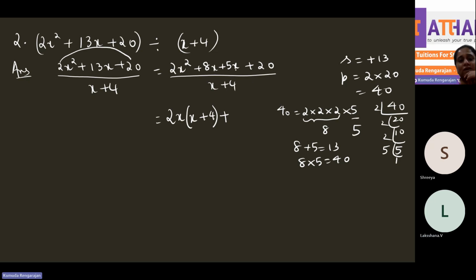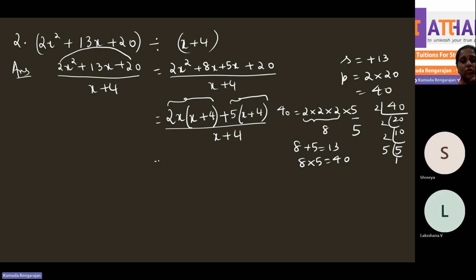Now what's common between 5x and 20? Or what is the HCF of 5x and 20? 5. 5 into what is the third term 5x? X. Very good. And 5 into what is the fourth term plus 20? Plus 4. Very good. Divided by x plus 4. So as I told you, don't be in a hurry to cancel x plus 4 and x plus 4 because it's addition. It is this expression plus this expression. So you cannot cancel here.